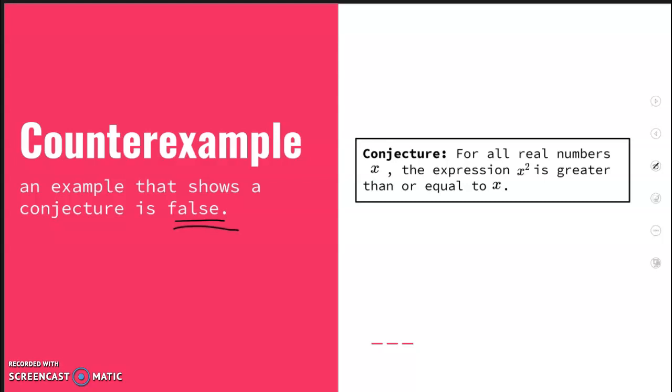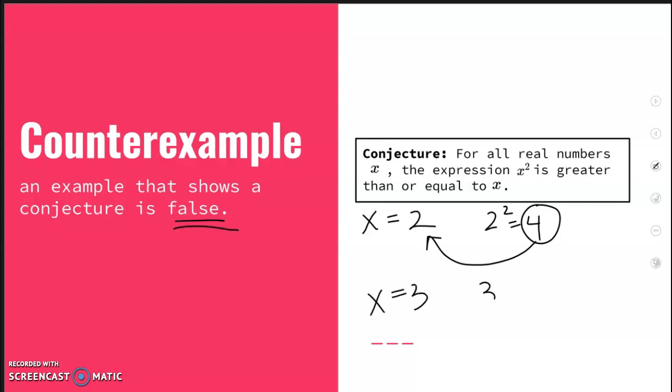So let's look at an example. What if I say x equals 2? All right, the expression x squared, so that would be 2 squared, which is 4, is greater than or equal to x. Well, of course, 4 is greater than or equal to x in this case. Let's look at another example. What if we said x equals 3? 3 squared equals 9. Well, 9 is greater than x. So these two examples are kind of proving the statement's true, but can we come up with a value of x that disproves this statement?